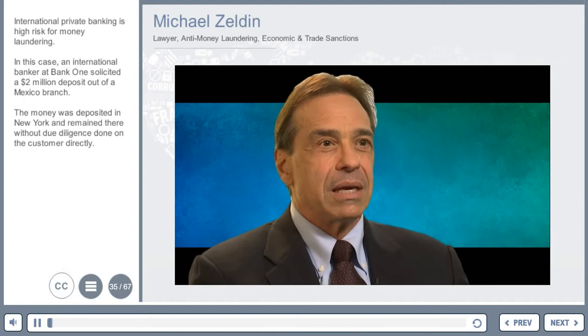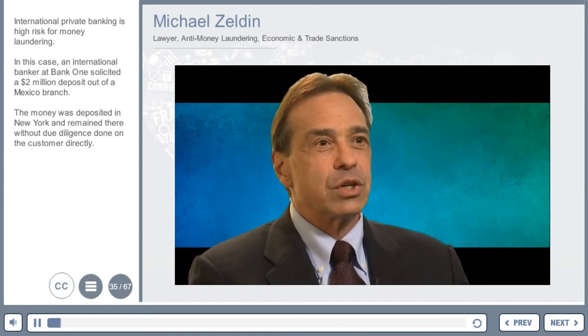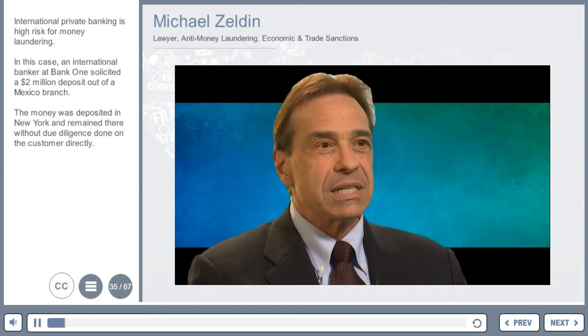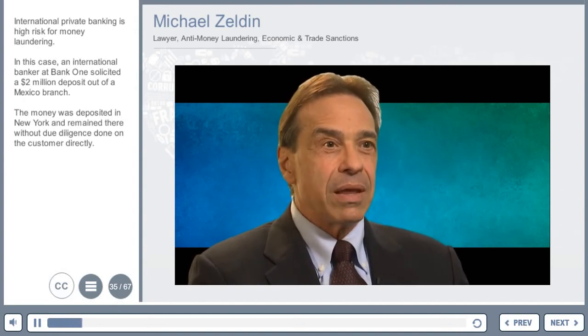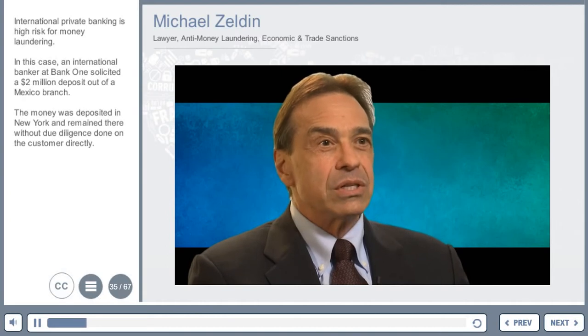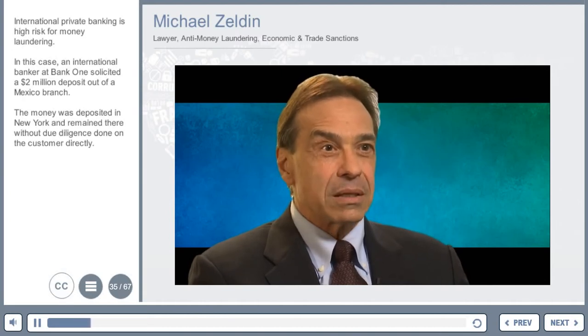International private banking is high risk for money laundering. In this case, an international banker at Bank One solicited a $2 million deposit out of the Mexico branch. The money was deposited in New York and remained there without due diligence done on the customer directly.